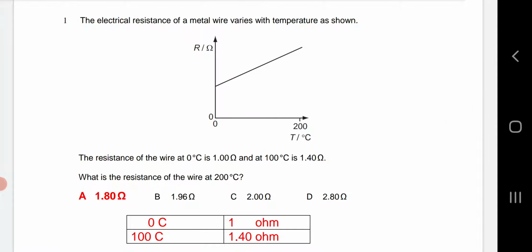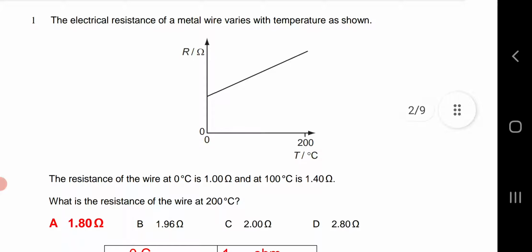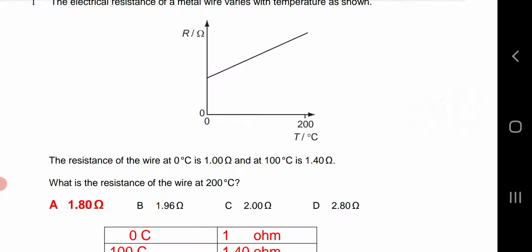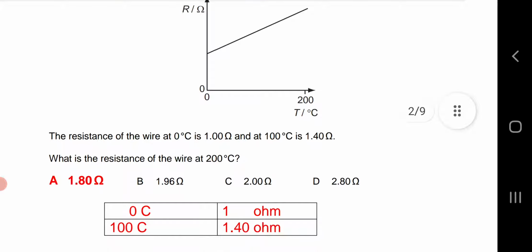Question number 1. The electrical resistance of a metal wire varies with temperature as shown. The resistance of the wire at 0 degrees Celsius is 1 ohm and at 100 degrees Celsius is 1.4 ohm. What is the resistance of the wire at 200 degrees Celsius? Okay, so it is given that the resistance is 1 ohm at 0 degrees Celsius and it is 1.4 ohm at 100 degrees Celsius.